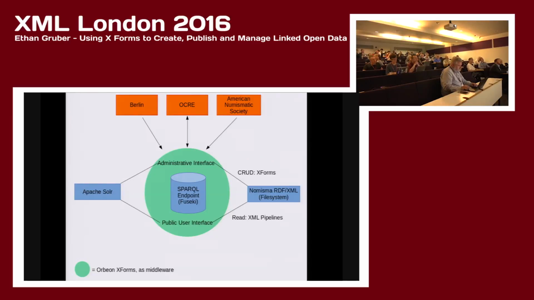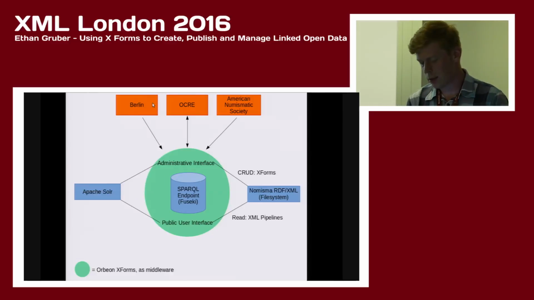So our architecture is like this, sort of. We have partner institutions at the top that send us data. We upload data through an administrative interface that's also built on XForms. We use Orbeon. It's the middleware that powers this entire thing. So I don't write anything at all in Java or anything that's really that sophisticated. It's all basically XSLT and XForms and user interface stuff on the front end, JavaScript and CSS. And so we take data from partners, and then the Orbeon XForms-based interface interacts with the underlying SPARQL endpoint.